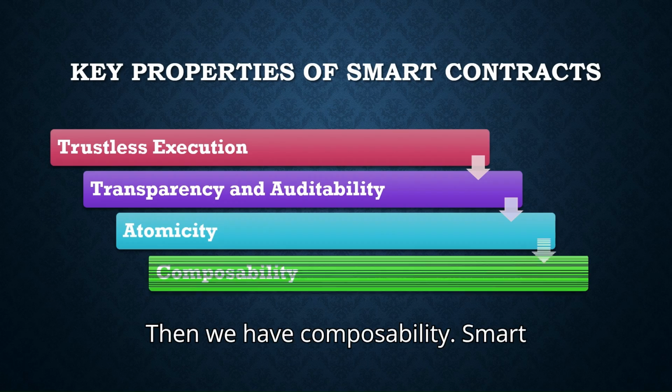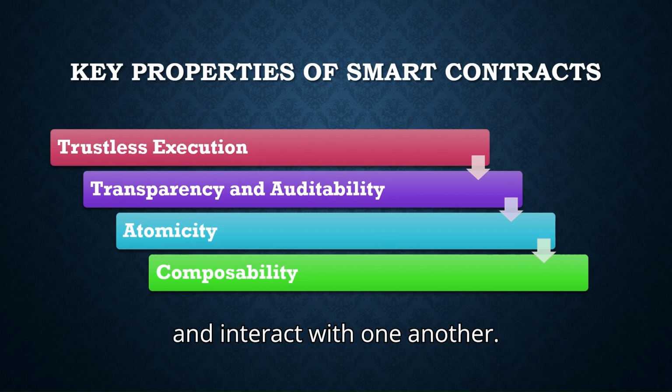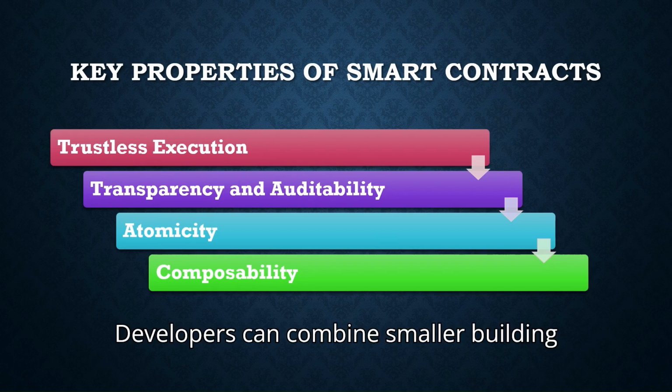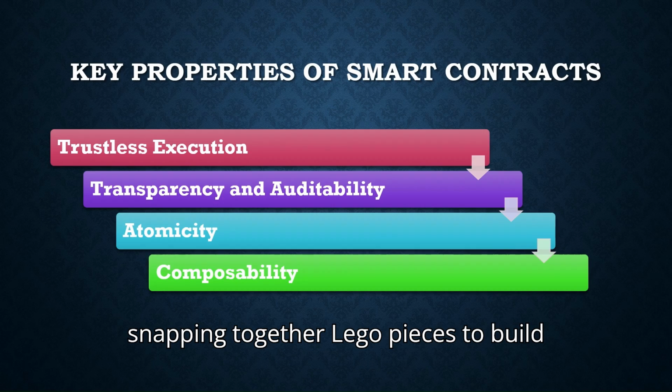Then we have composability. Smart contracts aren't isolated. They can call and interact with one another. Developers can combine smaller building blocks into larger applications, like snapping together Lego pieces to build something bigger.